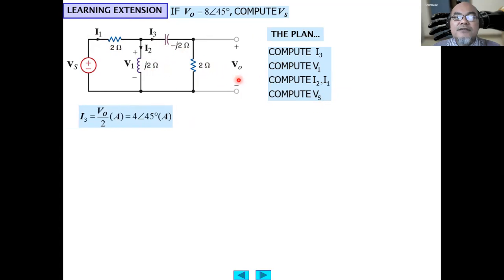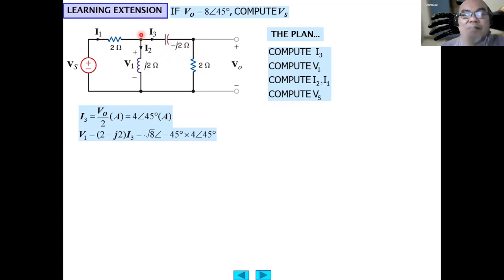So I3 equals V output divided by 2 ohm. So this 8 with angle 45 degrees divided by 2 ohm equals 4 angle 45 degrees. Then V1 equals, V1 is the voltage here, the current I3 multiplied by the series impedance here, 2 minus j2. So from there, you obtain square root of 8.